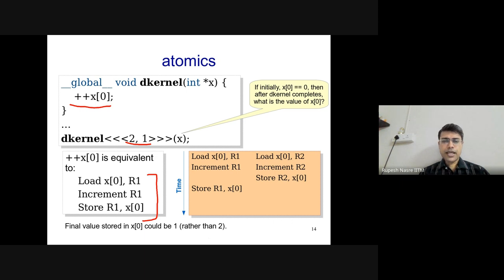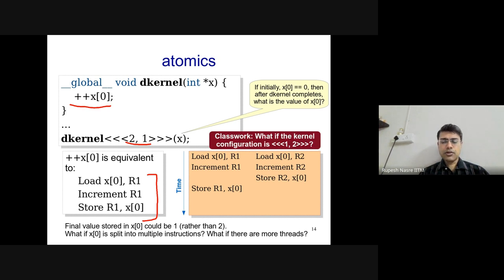Okay. One question I have is, what if the kernel configuration is 1 comma 2? Can somebody tell me what are the possible values at the end of this kernel? Sandeep says there is no race. Okay. Any other suggestions? Thread 0 and thread 1 are in the same warp, that is correct. But whether there is a race or not, you have to think. And what will be the final value?